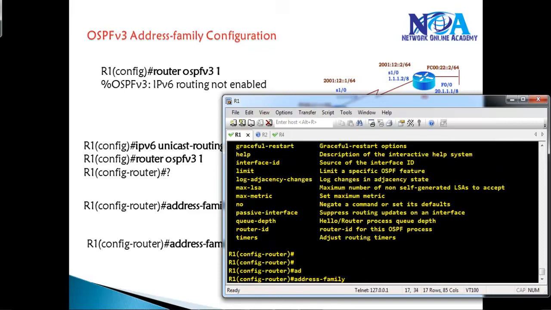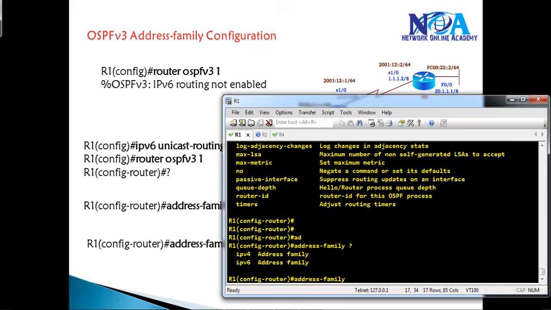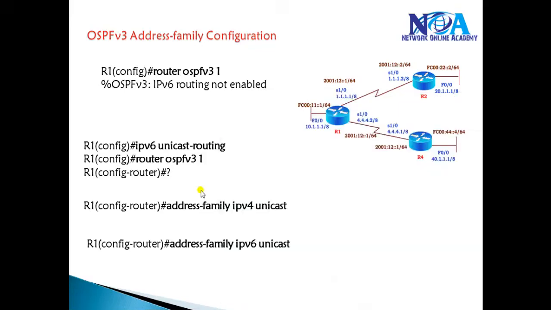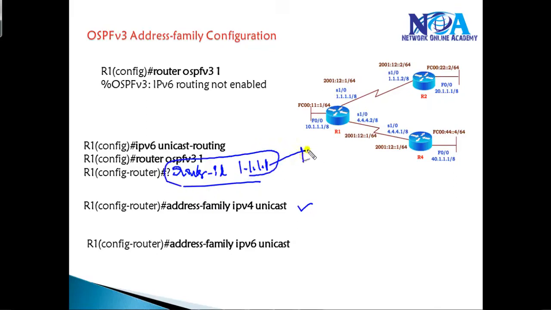Now again, after that there is address family. We can use either IPv4 or IPv6. Now depending upon the options, let's say I'm going to configure the router ID as 1.1.1.1. If I don't get into a specific address family, and give the command here, it's going to apply for both IP version 4 as well as IP version 6.